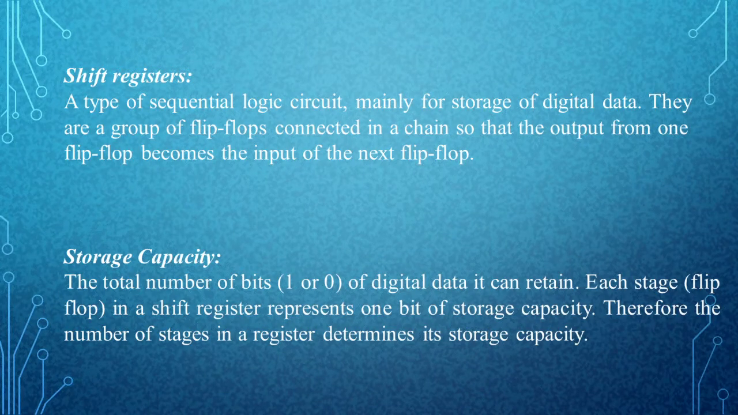So, what are shift registers? Shift registers are a type of sequential logic circuit mainly for storage of digital data. They are a group of flip-flops connected in a chain so that the output from one flip-flop becomes the input of the next flip-flop. And what is the storage capacity? The total number of bits of digital data it can retain. Each stage, that is a flip-flop, in a shift register represents 1 bit of storage capacity. Therefore, the number of stages in a register determines its storage capacity. This one we discussed in the last slide also.